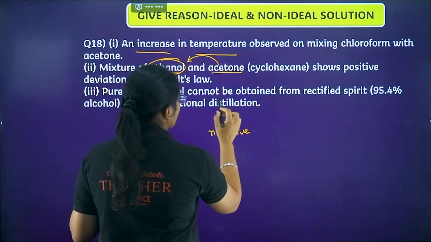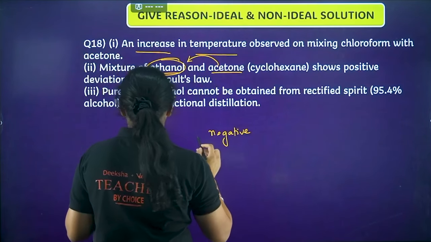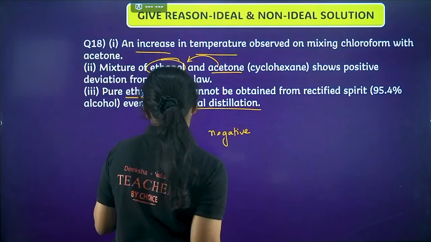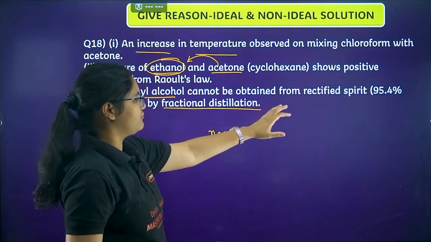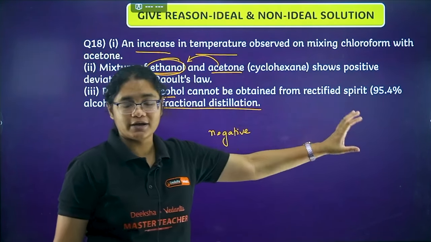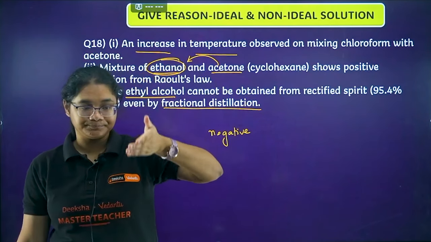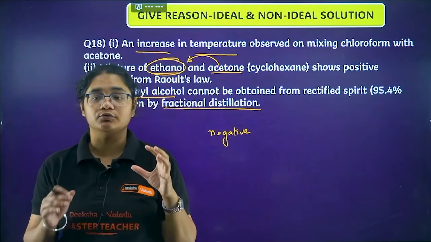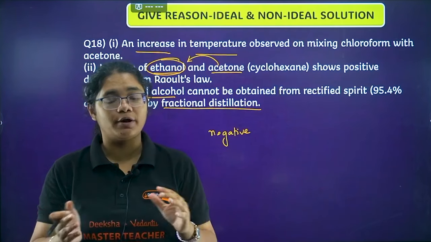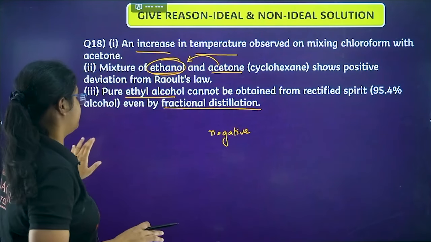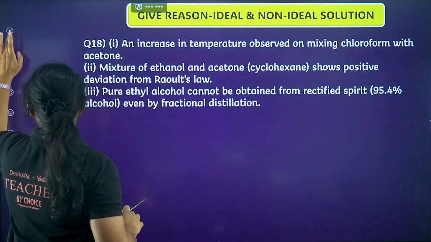Pure ethyl alcohol cannot be obtained from rectified spirit even by fractional distillation. That is because rectified spirit is an azeotrope. Both in the liquid and vapor phase, the components have the same boiling point, so you cannot separate them. Okay, so let's see the answers here.